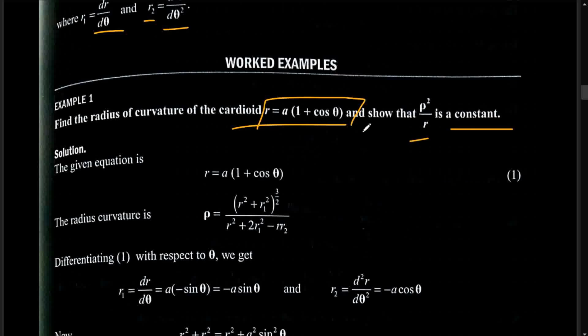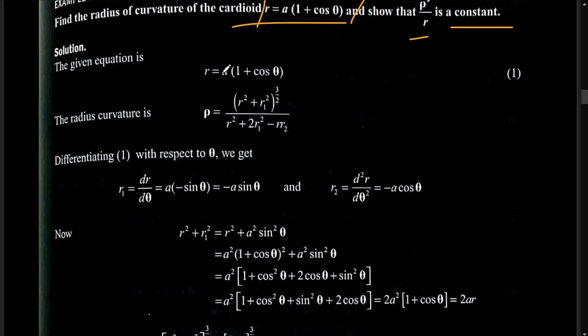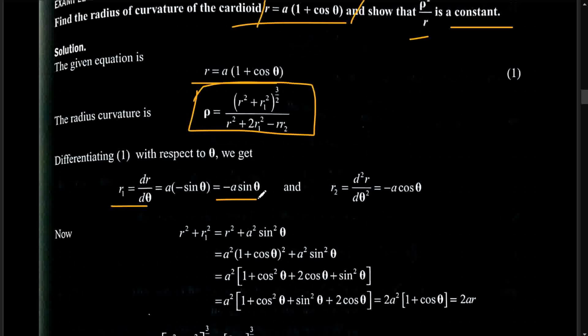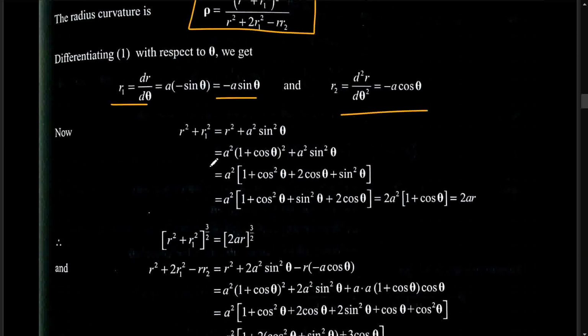So there are two questions embedded into this single question. If you see carefully, first we have to find the radius of curvature and then show that rho square by r is a constant. First step, we have to differentiate. This is the formula we are going to use here, and remember this is a very important formula. Now differentiate with respect to theta: you get minus a sin theta, and differentiating again with respect to theta, you get minus a cos theta. Now we find r square plus r1 square.